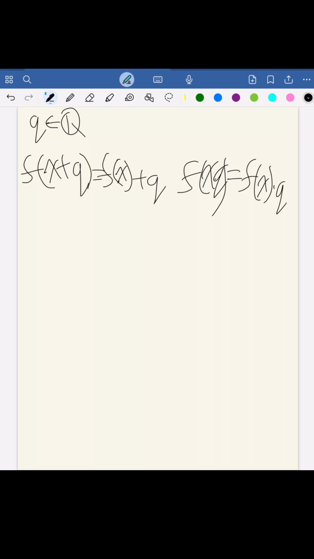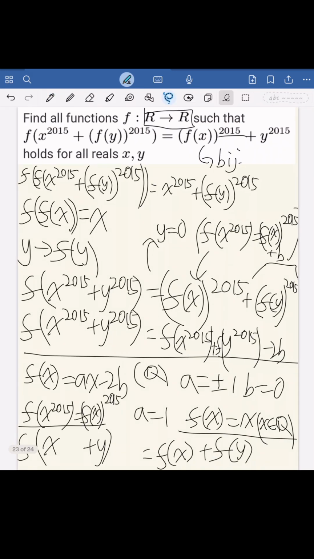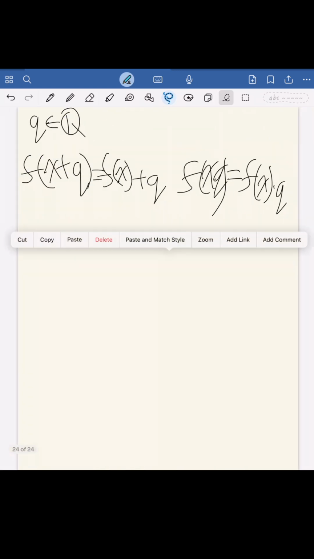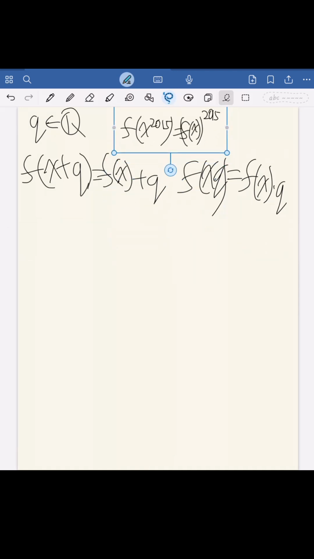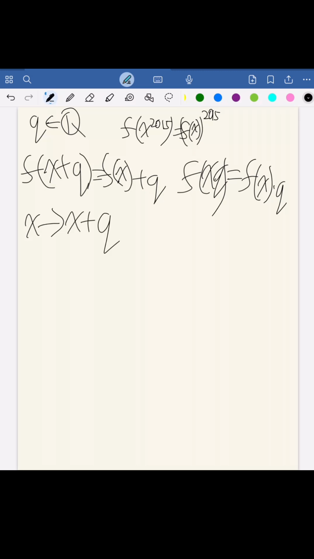So now what? Now what do we do? Well, hey, you should know that if f is a polynomial, it's given that f is a polynomial, this will mean f is a perfect power. So maybe this will be useful. Well, indeed, this is useful if you make x become x plus q. Okay, you'll actually find that, so let's calculate.